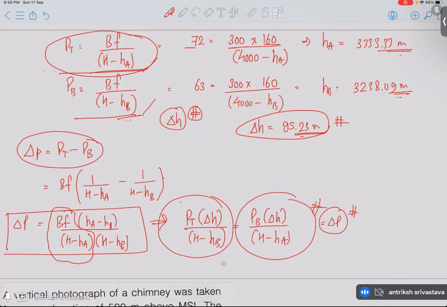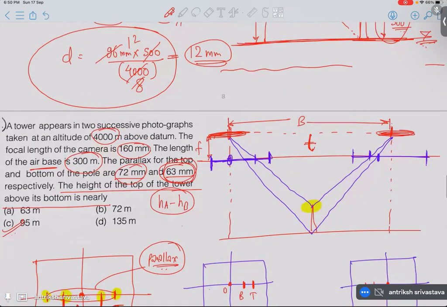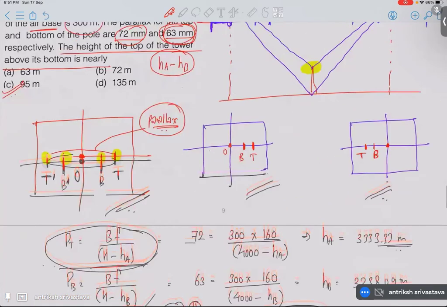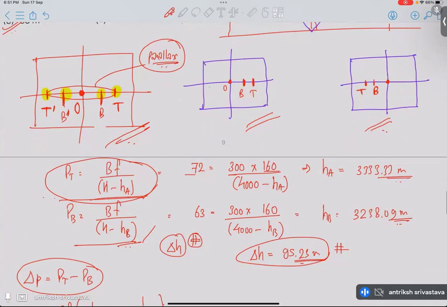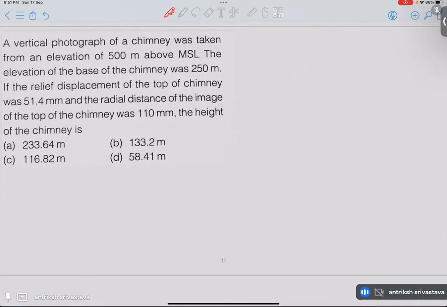Is there any doubt in this parallax question? Okay, good. So we'll go to our last question for the day. That is vertical photo. It's also a simple question. So I'll read the question and I will encourage you guys to attempt it and tell me the answer. It is just a simple question, it doesn't even have parallax.